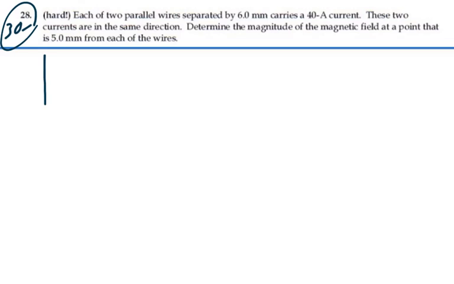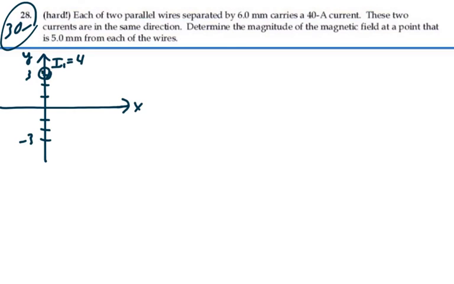Let's have our two currents come out of the page towards you, and then it'll be easier for us to graph where these magnetic fields are. So they're going to be coming out in the z direction towards you. Here's 3 millimeters up on the y-axis and 3 millimeters down on the y-axis. So our first current, I1, which is 40 amps, is coming out of the page towards you, and our I2 is also coming out of the page towards you, 40 amps.